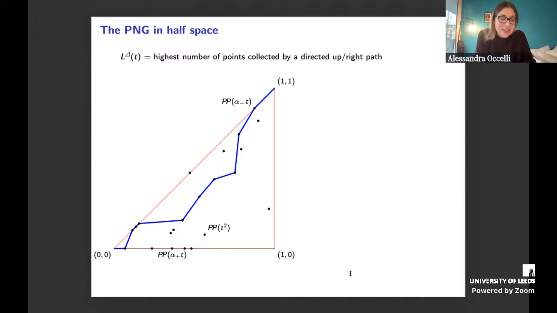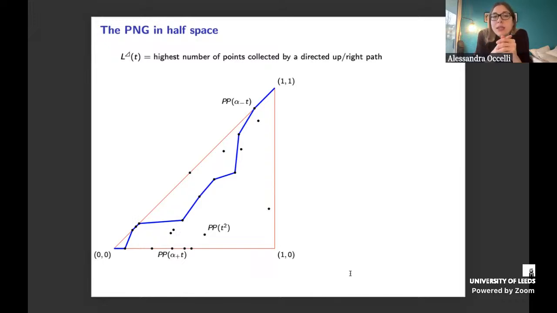So let's explain what is the setting in half space. This is very similar to what Patrik presented in his talk. We have now a Poisson process in this triangle with intensity t squared. We add the Poisson distributed points on the horizontal side of parameter alpha plus t, and now instead of having Poisson points on the vertical side, we add the Poisson points on the diagonal of parameter alpha minus t.